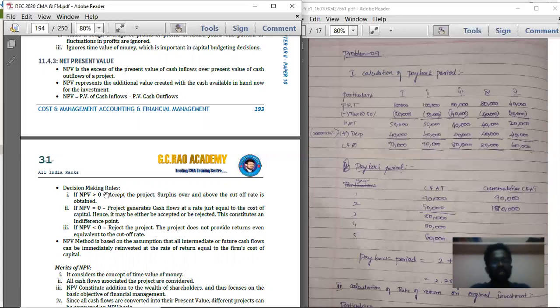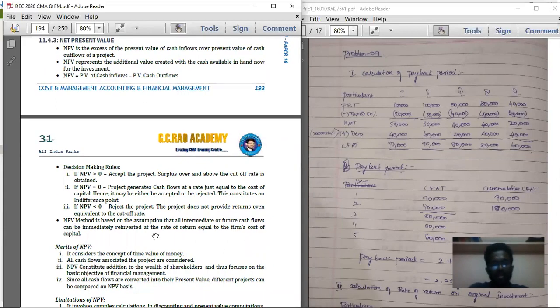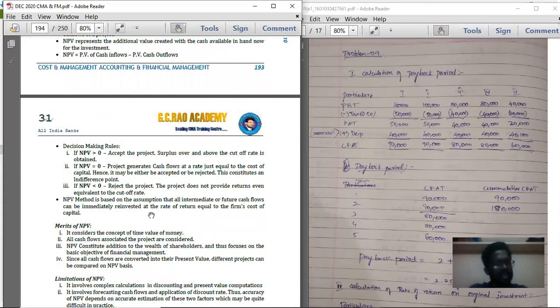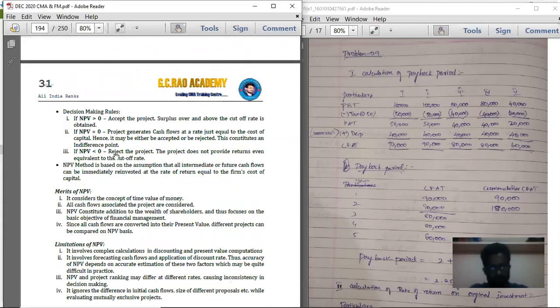If you are getting a positive net present value, then the project is acceptable. If your net present value is negative, then you should not accept the project. And if net present value is 0, you are at the indifferent point, then you should not accept the project, because there is no use in accepting the project.